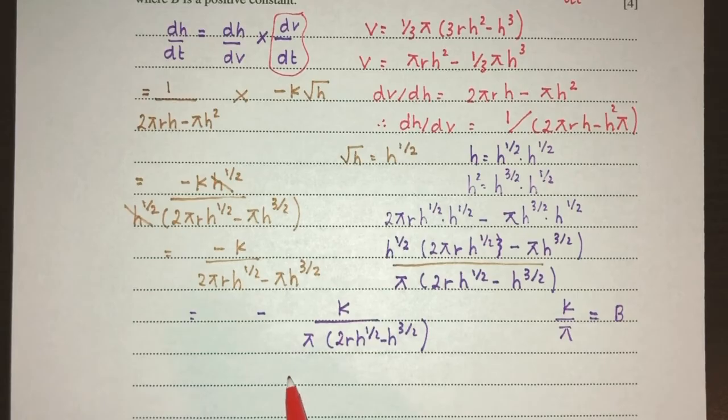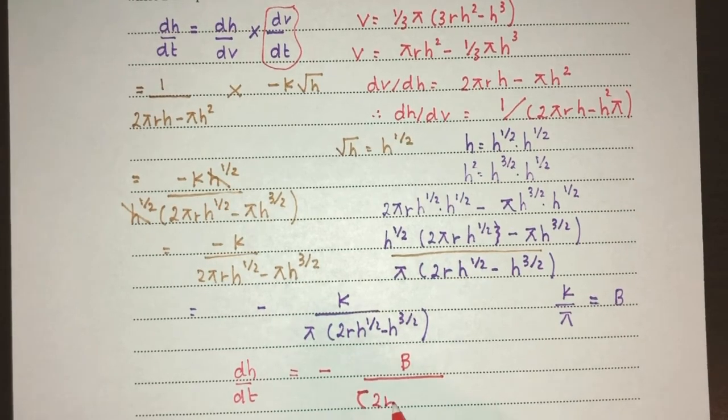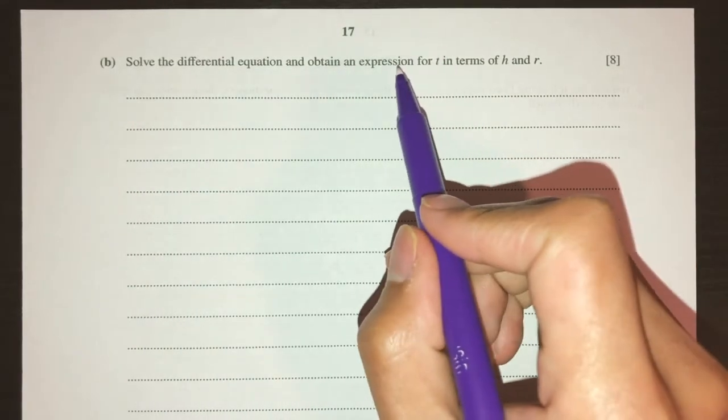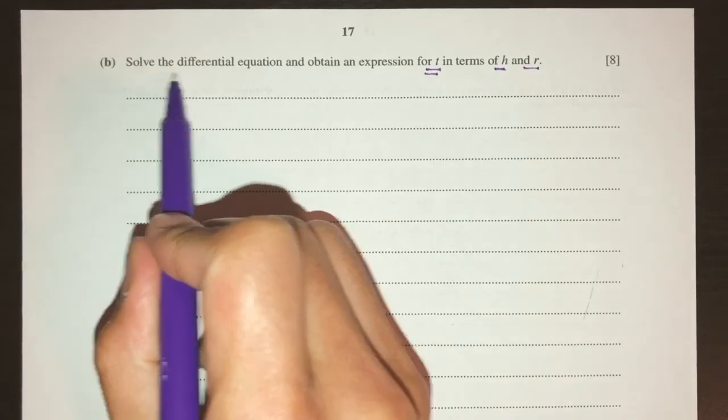So you will have dh by dt is equal to what? Minus b over pi is gone, so we have 2r h power half minus h 3 over 2. And this is your answer for part A, shown as required. Now moving on to part B of the question, we have to solve the equation and then obtain an expression for t in terms of h and r. So first thing is solve the equation.